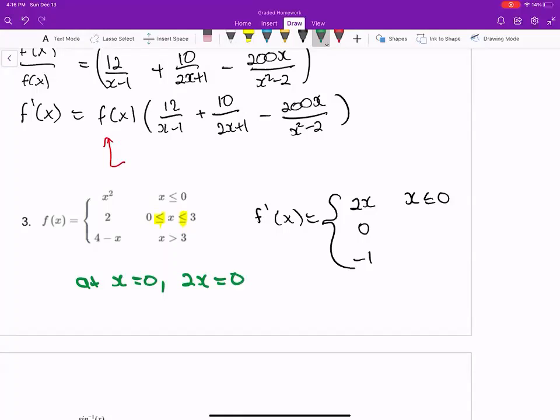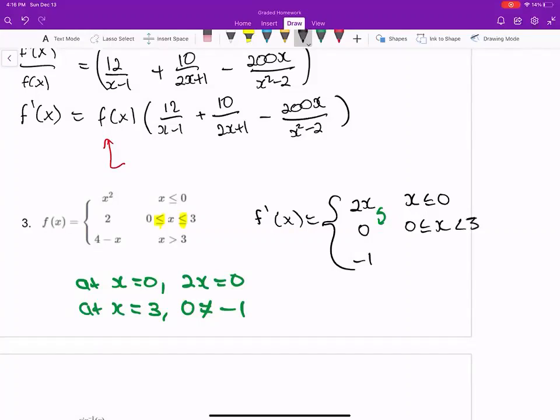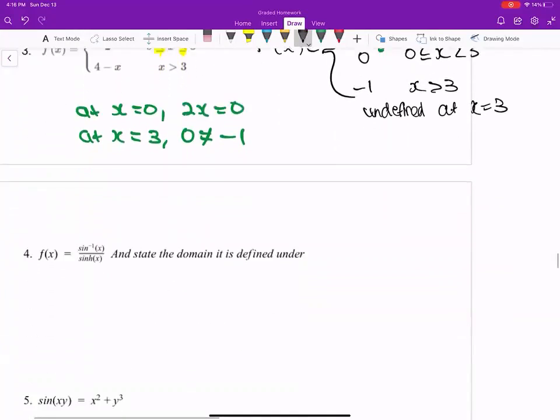So since these are equal at x equals 0, the equality does hold. 0 less than or equal to x. Now we need to check the other side though. At x equals 3, 0 does not equal negative 1. So the second part is not true, so we cannot write that. So it will be less than 3, and then this will be x greater than 3, and it's undefined at x equals 3. So that's just a good thing I thought you guys should notice.